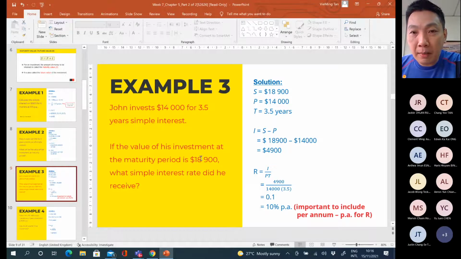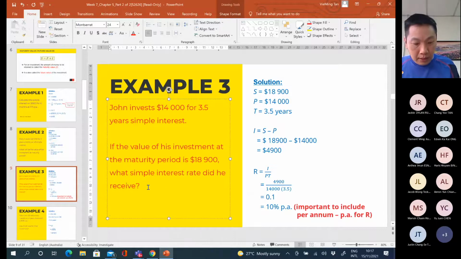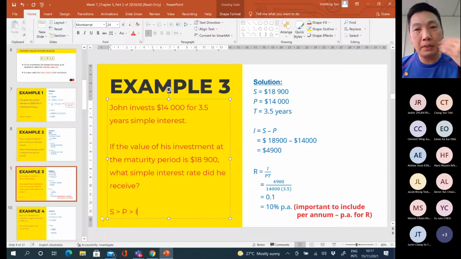So if you compare this number and 14,000, this value is higher than P, right? So this is the S. 18,900 is the S. It's not the I. It's the S, the future value. So maybe I can write down here. Usually by logic, the S value is greater than the P, and the P is greater than the I. So when you have difficulty, you can use this method to help you identify whether it's I, P, or S. Okay, next sentence.